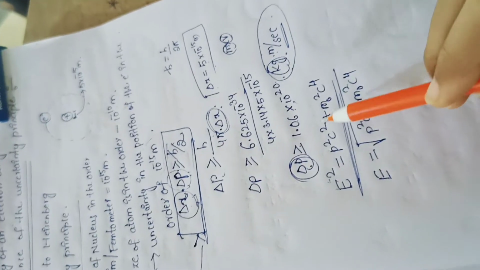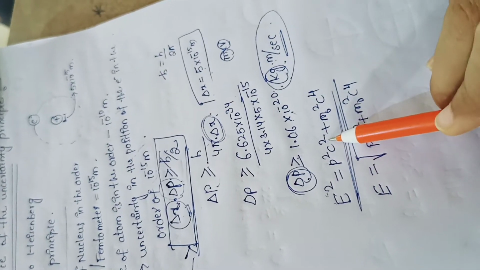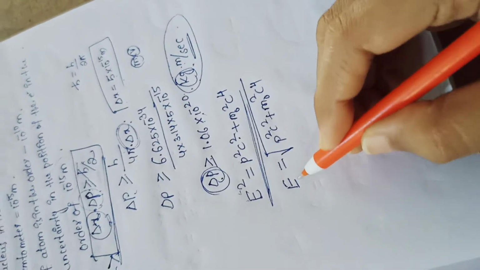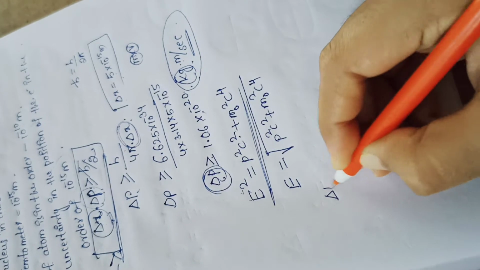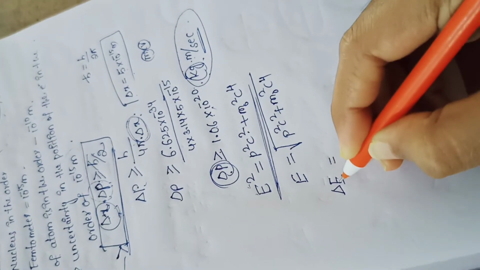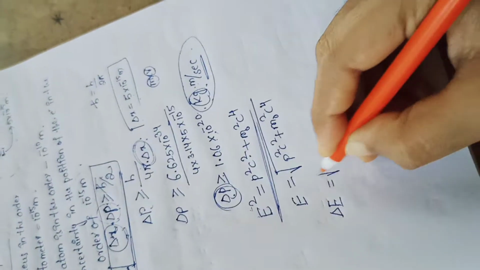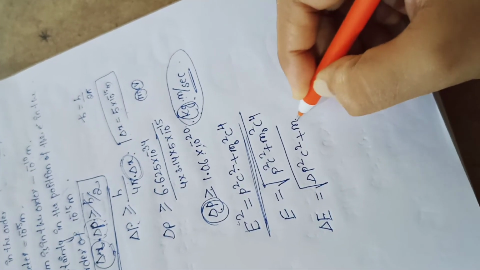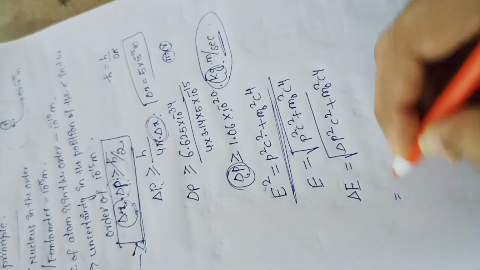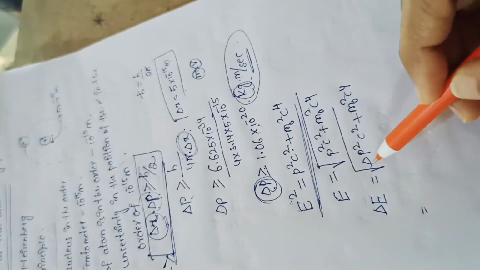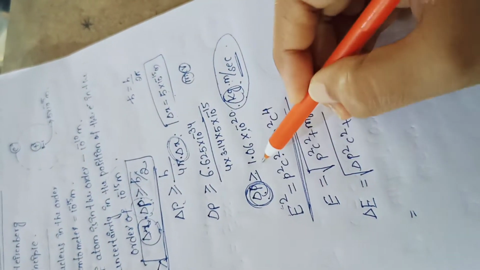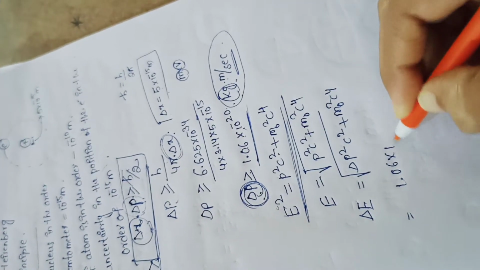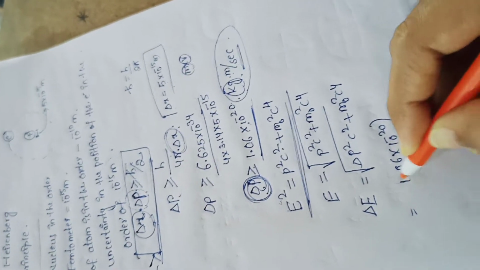I am differentiating the above equation. Now I would like to take the uncertainty value. Uncertainty means delta E, the energy uncertainty, is equal to under root delta P square C square plus m naught square C power 4. Now already you know the uncertainty in the momentum value is this. So substitute it, that is 1.06 into 10 to the power of minus 20 whole square.